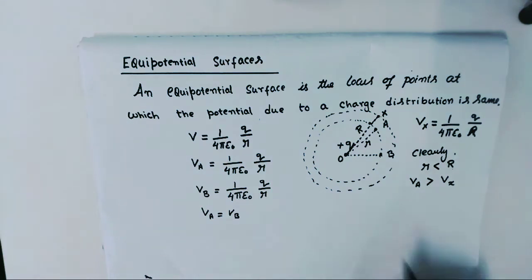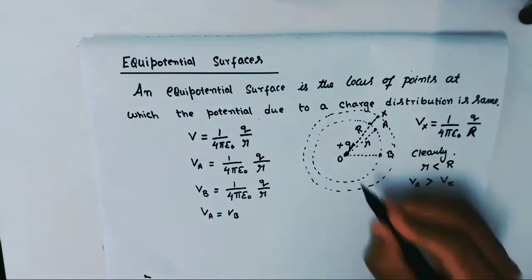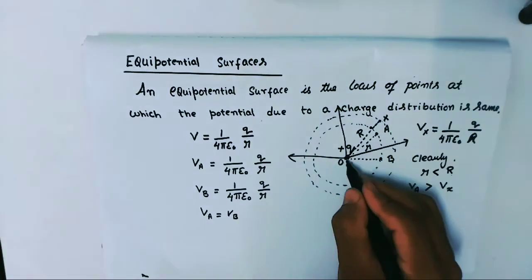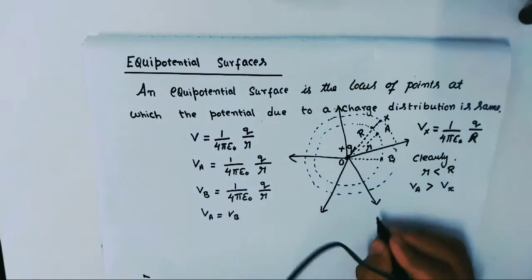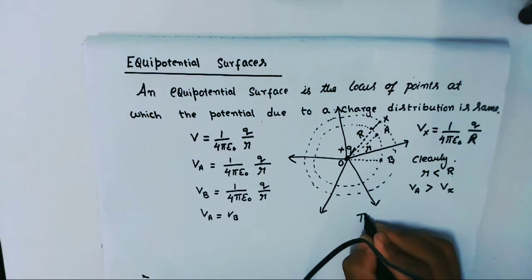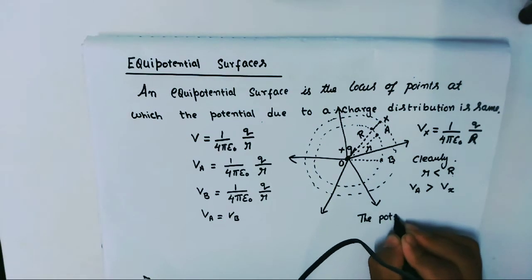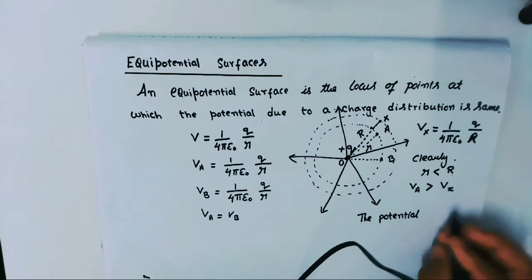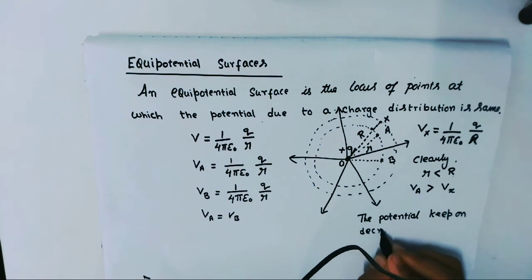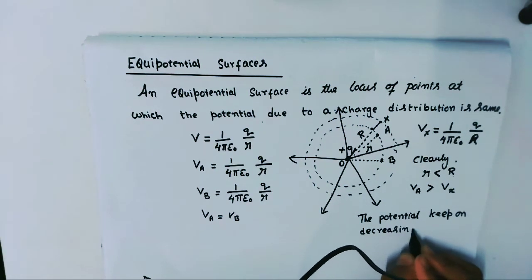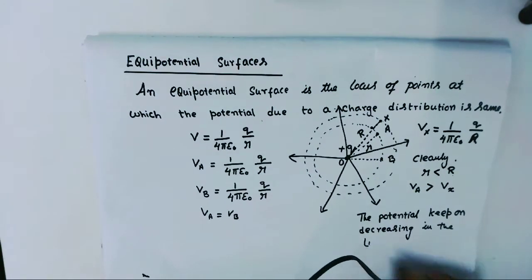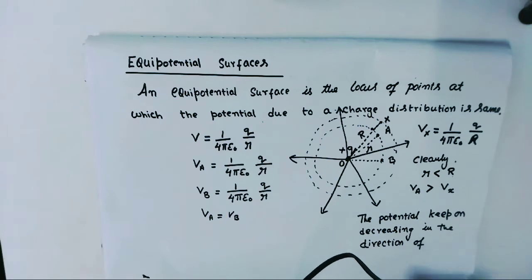So now, since this is plus Q, the direction of the electric field lines will always be in this direction. They will come out from that point. From here, we can conclude that the potential keeps on decreasing in the direction of electric field.